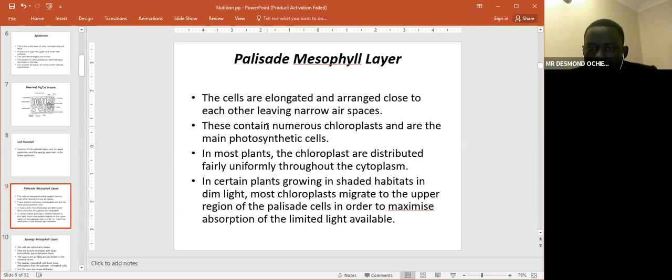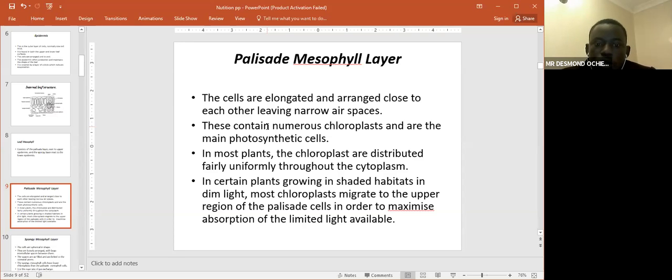Now, in most plants, the chloroplasts are distributed fairly uniformly throughout the cytoplasm. In certain plants growing in shaded habitats or in dim light, most chloroplasts migrate to the upper regions of the palisade cells in order to maximize absorption of limited light available. That is the reason I asked, why do you think we have got several chloroplasts in the palisade mesophyll cells and fewer chloroplasts in the spongy mesophyll cells? And we answered that question.